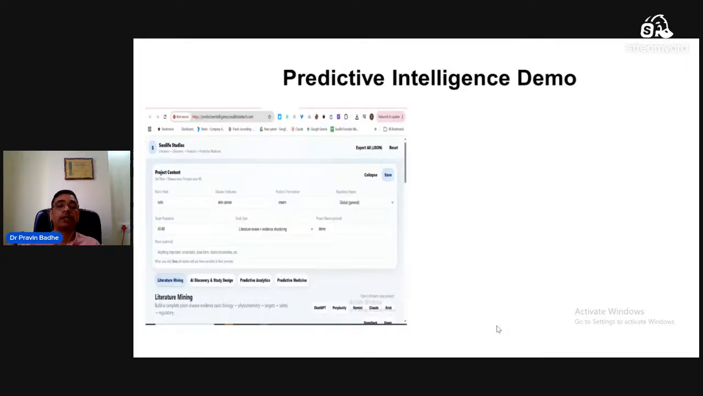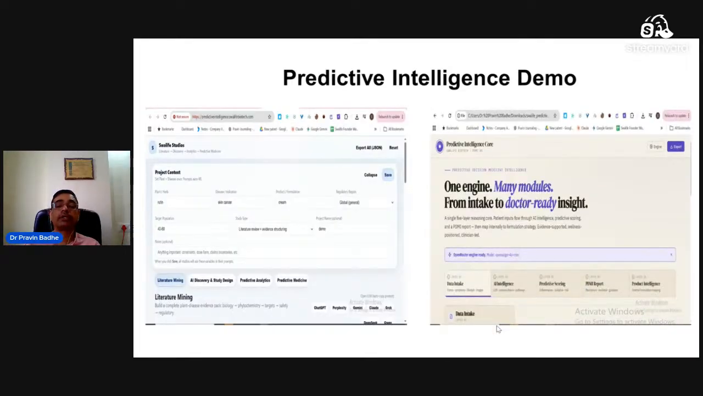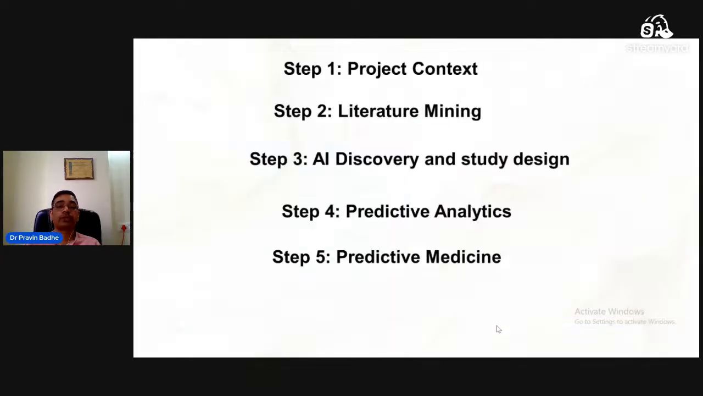But then I will give you a glimpse of our agentic predictive intelligence tool. I will show you the first one, so you will understand how this agentic tool works, because it is utilizing the large language model inside the tool and giving us the information. So let's start with the predictive intelligence demo. These are the steps which I will be doing.